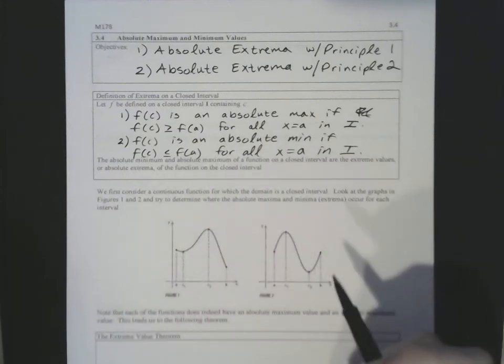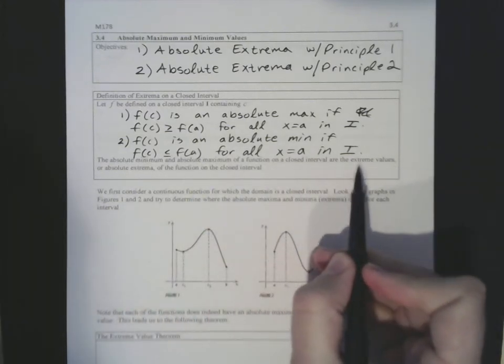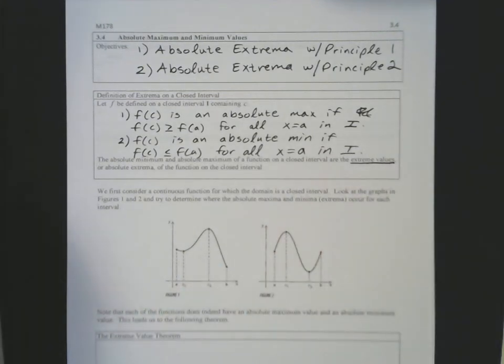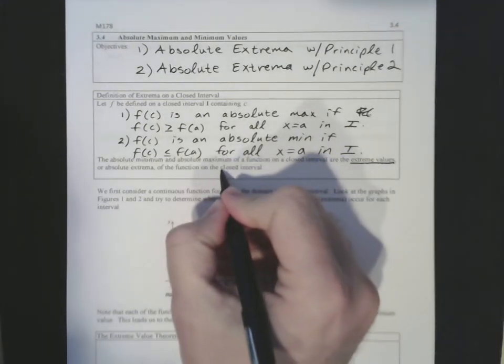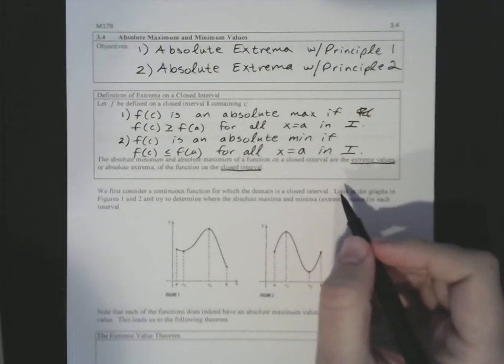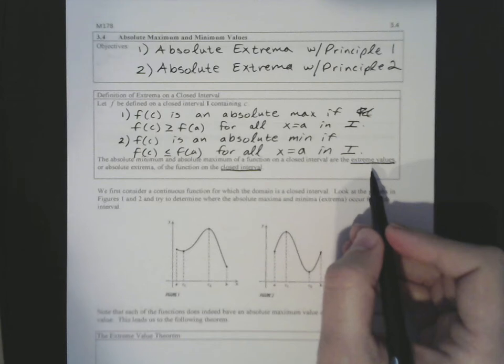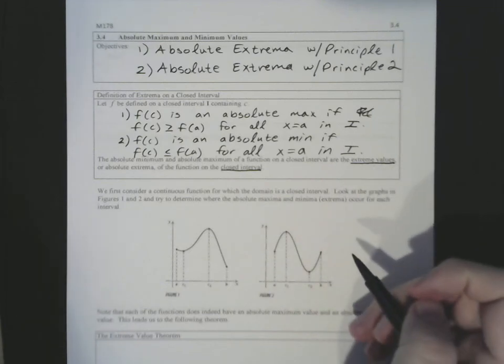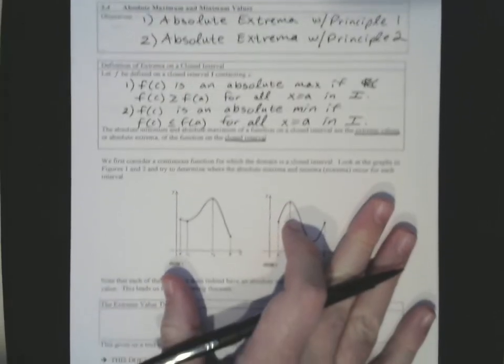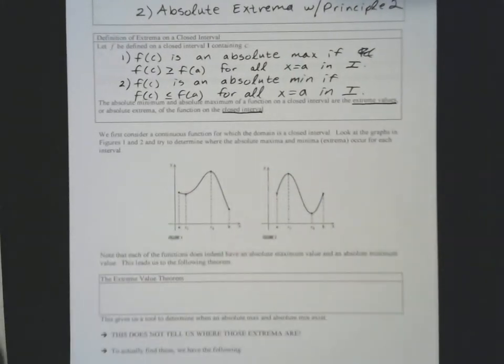The absolute min and absolute max of a function on a closed interval are what we call the extreme values, or absolute extrema, as our section is titled. And it's always a closed interval. When you have an open interval, you can still have absolute extrema, but we typically look at closed intervals for extreme values.